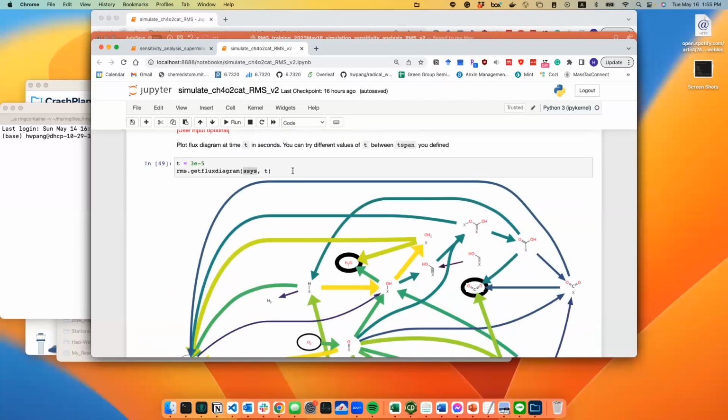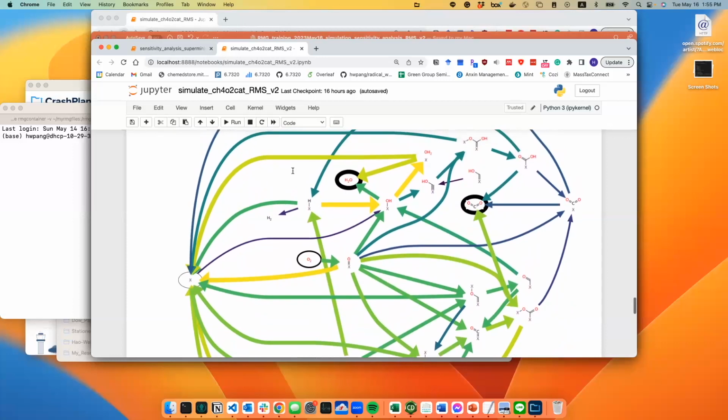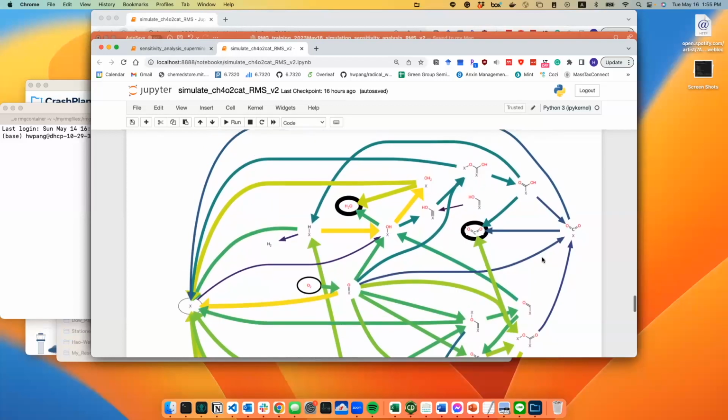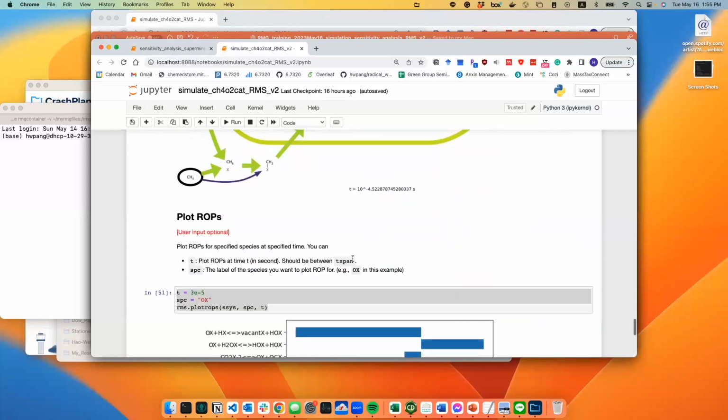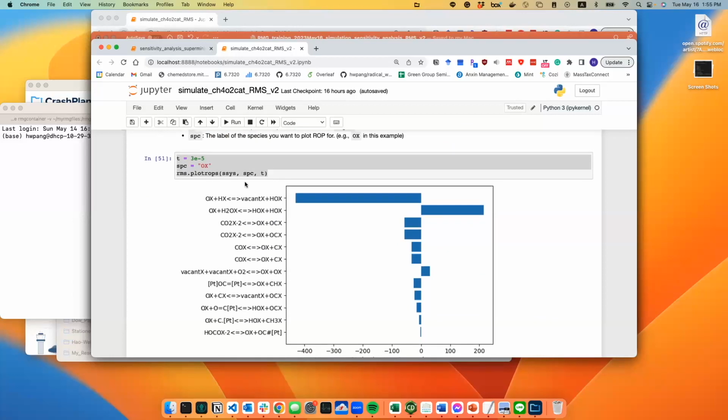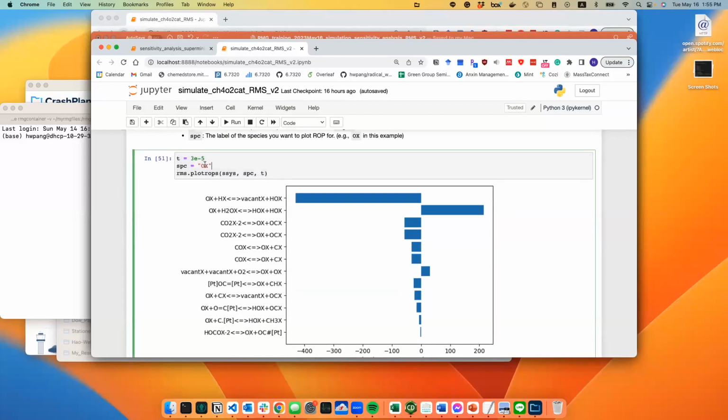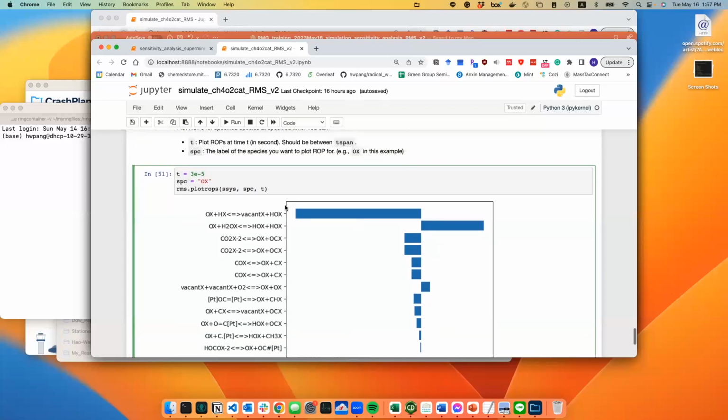And you can plot the flux diagram using the same function that we saw yesterday. You can see here, it quite nicely shows both the gas phase species and the surface species and the reactions between them. So it shows everything in one plot. And you can also do ROP on this. Here I try to look at the oxygen atom on the surface, and this is what it shows up. And you can try to change different species, different time points, etc. when you make this plot.